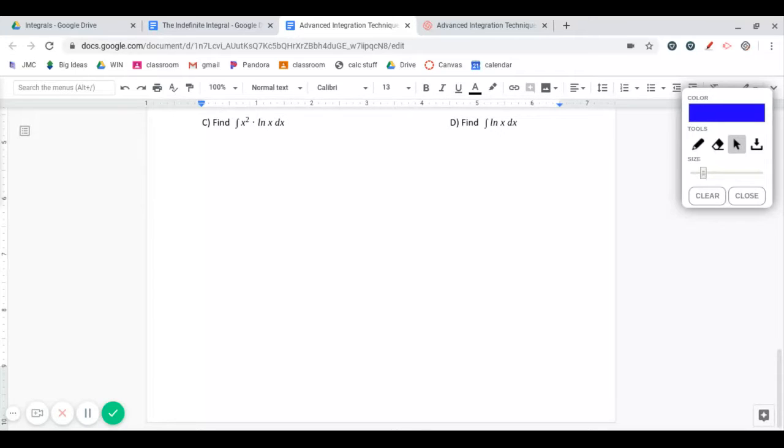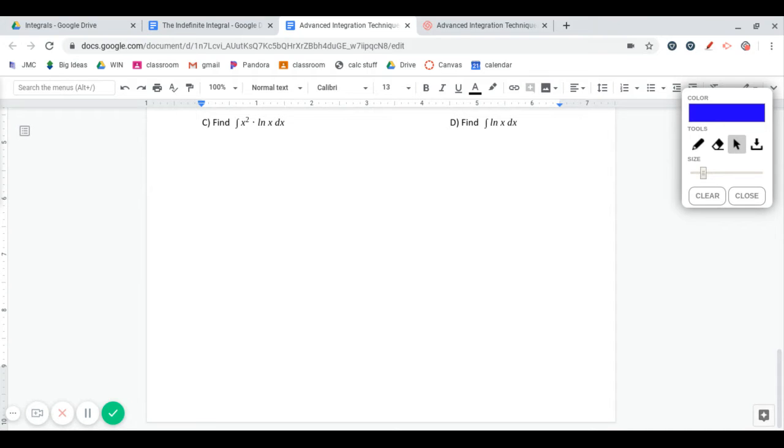Let's take a look at example C. So we're taking the integral of x squared times the natural log of x dx. So we have two functions of x. We got x squared and we got natural log of x. So we need to use integration by parts.